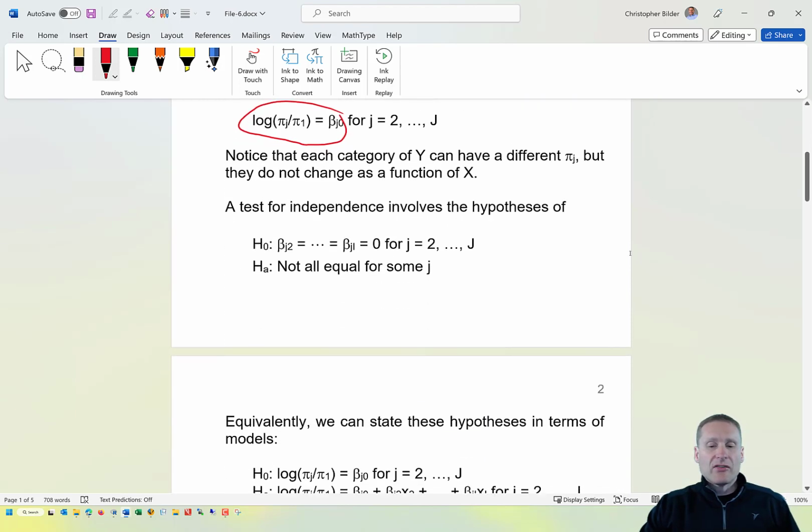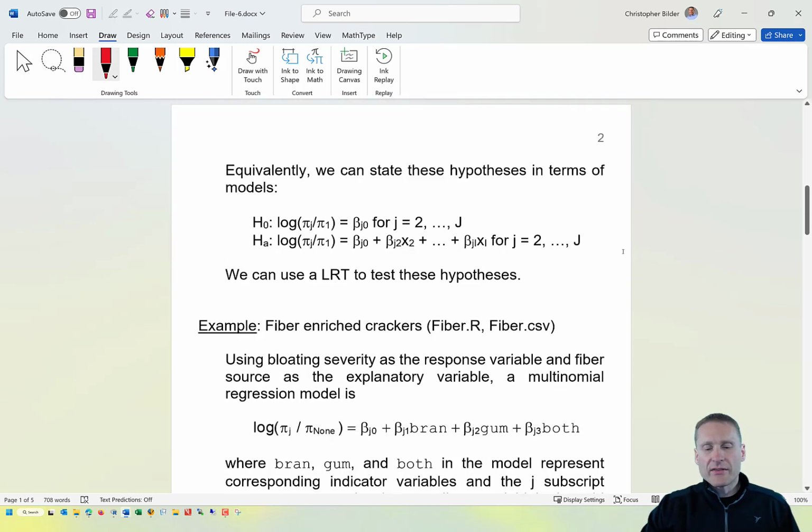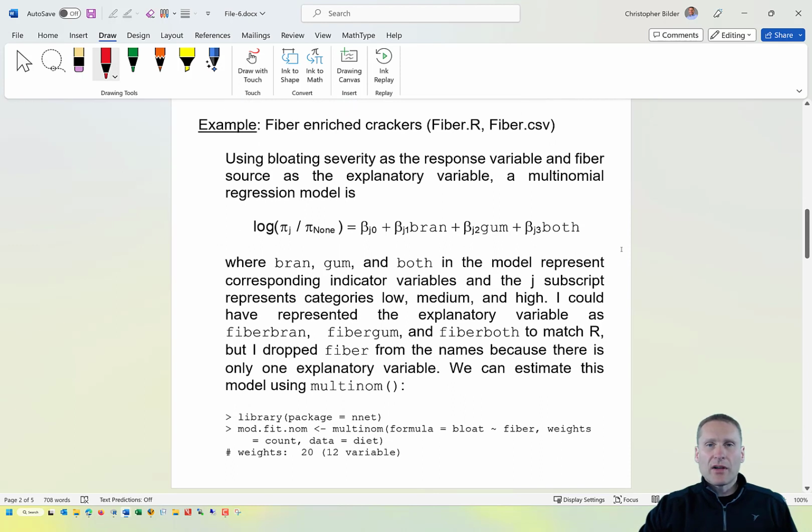So we can do a test for independence in this scenario where we simply set all those regression parameters equal to 0 for the null hypothesis. The alternative hypothesis is that at least some of them are not equal to 0. We could state these hypotheses in terms of models for a reduced versus full model kind of structure, and there you go. To perform a test for independence with this multinomial regression model, let's use a likelihood ratio test. So let's now look at how we can apply these ideas to the fiber cracker data.